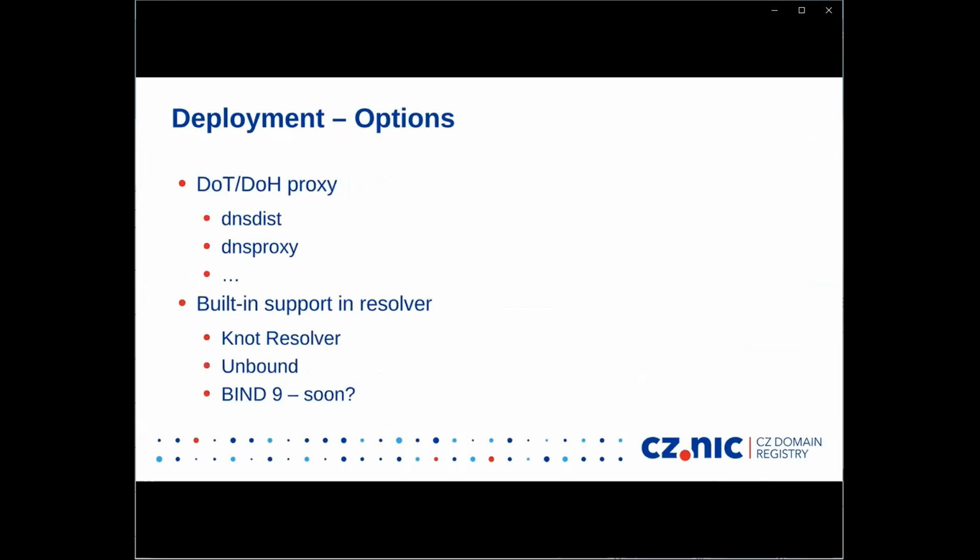So let's say you decide to deploy DoT and/or DoH. What are your options? Well, first you can use a proxy such as dnsdist or DNS proxy or some other. I'm sure there are others. Or you can go for built-in support that comes with the resolver. As of February 2021, both Knot Resolver and Unbound have native support, and as far as I'm aware, BIND 9 has finished their development of it, and it's probably going to be released soon, but I don't know the details of that.